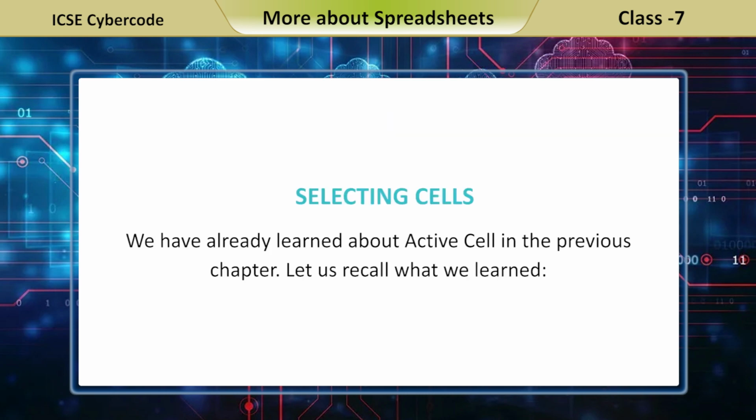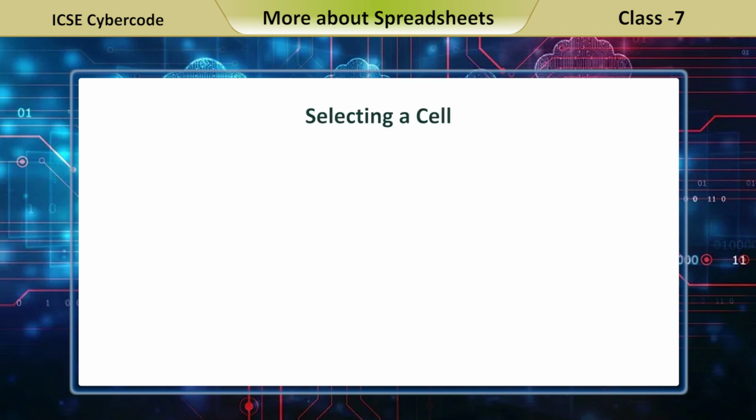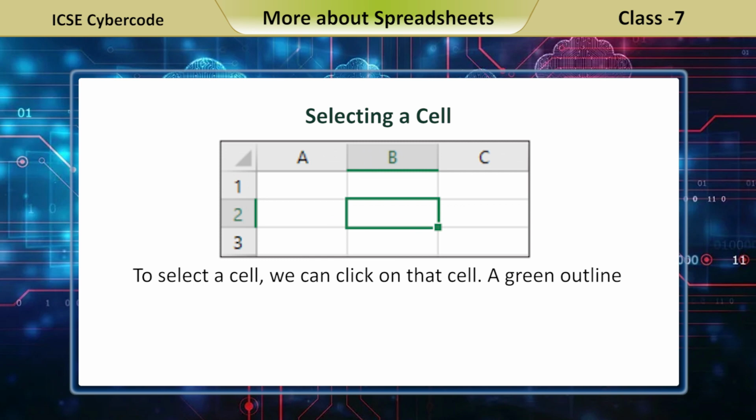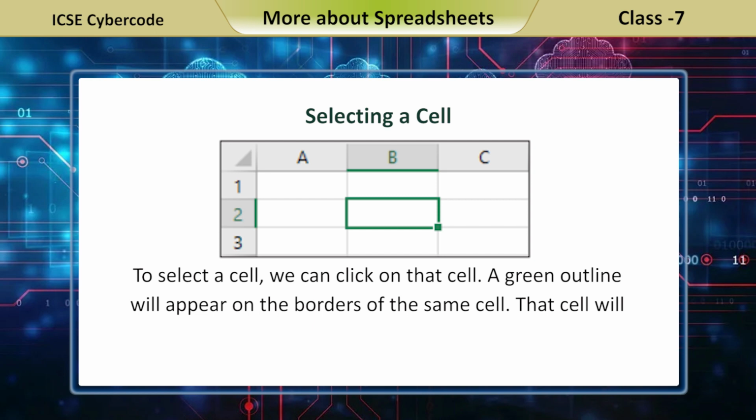Selecting cells. We have already learned about active cell in the previous chapter. Let us recall what we learned. Selecting a cell. To select a cell, we can click on that cell. A green outline will appear on the borders of the same cell. That cell will then become the active cell.